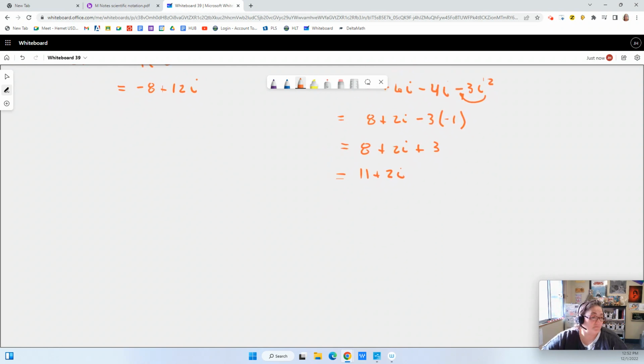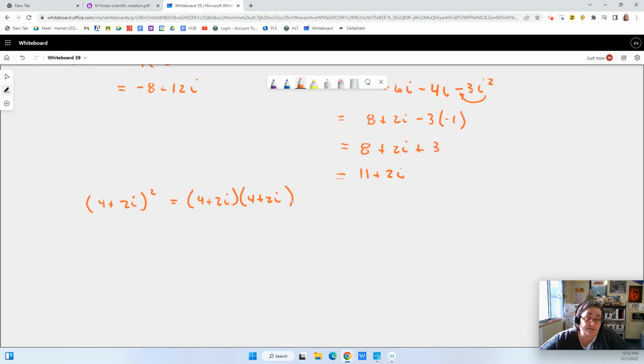And I'm trying to see if I've got anything more complex to show you, but that's really as bad as it gets for the most part. Sometimes you'll get your stuff written as 4 plus, say, 2i, and that whole thing is squared. But that's really just saying 4 plus 2i times 4 plus 2i, right? And you can work that out.